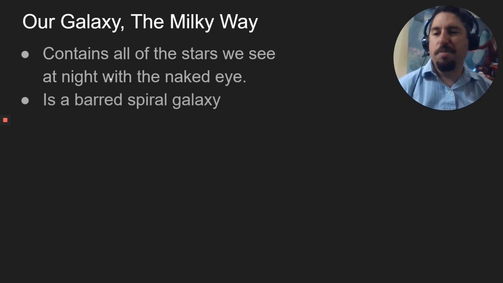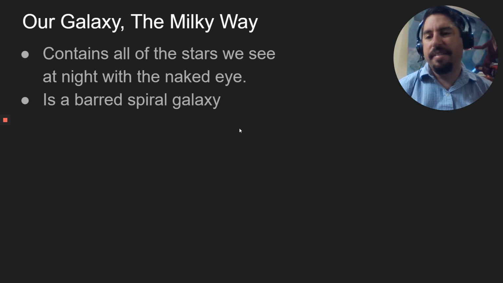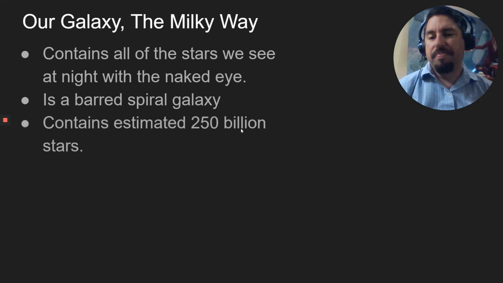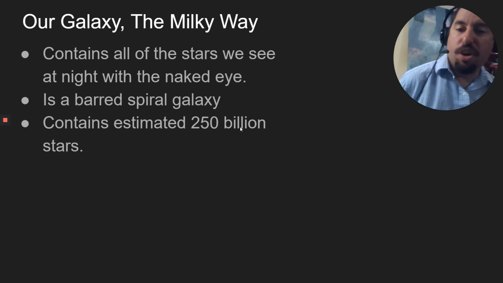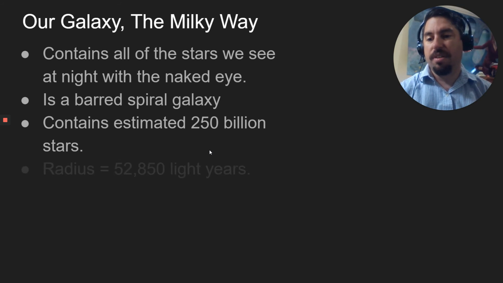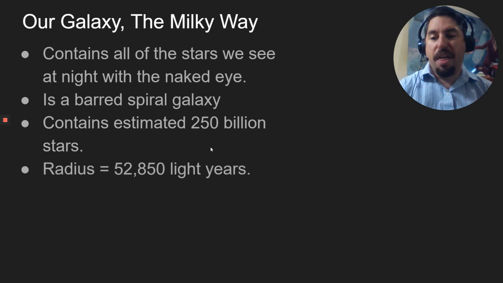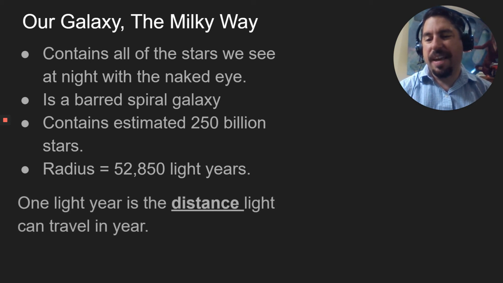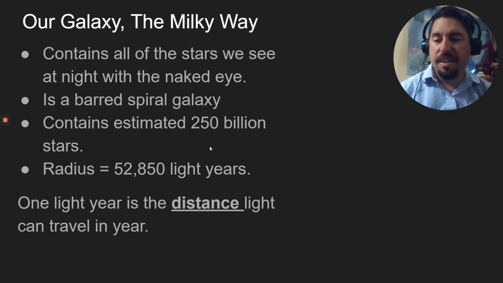Like I said, our galaxy, the Milky Way, is a barred spiral galaxy. We estimate that it contains 250 billion stars. The radius of the Milky Way galaxy is 52,850 light years. And recall that light travels very, very fast.